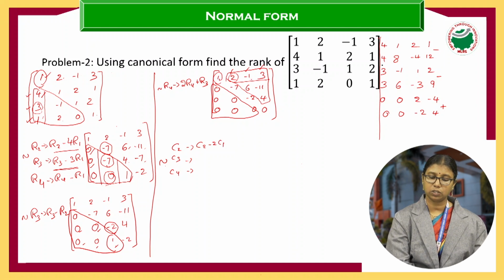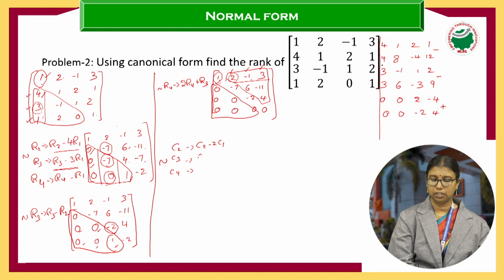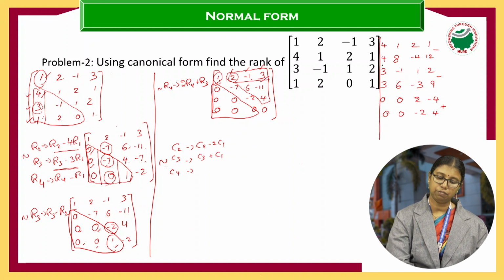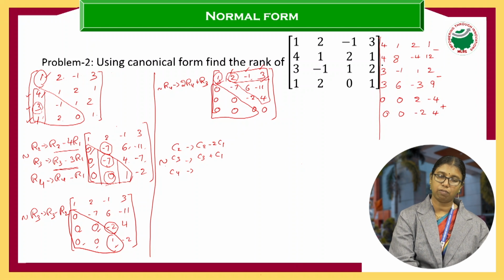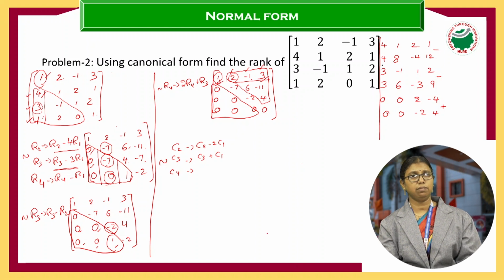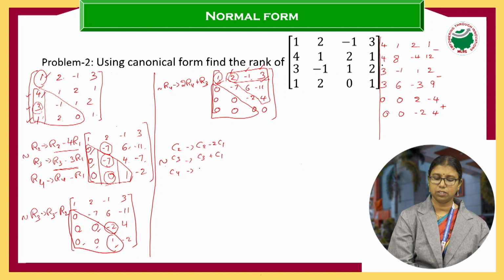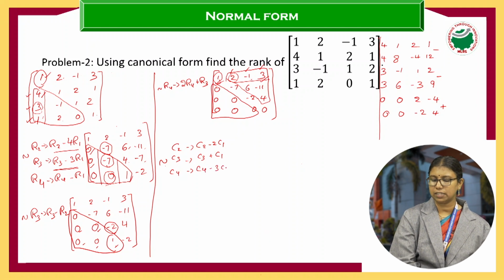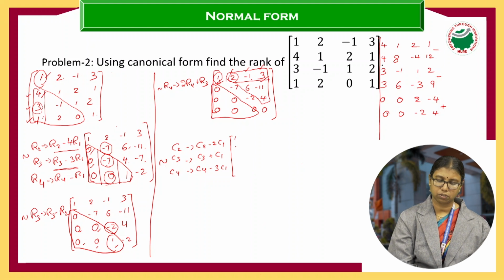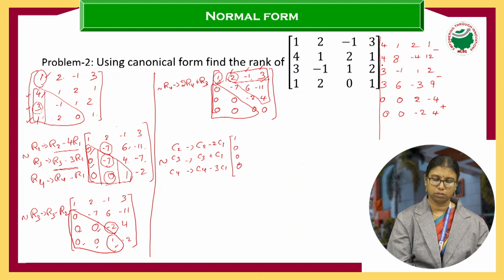Next here I have minus 1, here I have 1. So C3 is getting 0 as C3 plus C1. Next in C4, here I have 3, here I have 1. Instead of 1, if you are getting 3, 3 minus 3 you will get 0. That means the operation is C4 minus 3C1. So we are not changing the first column. First column is 1, 0, 0, 0.